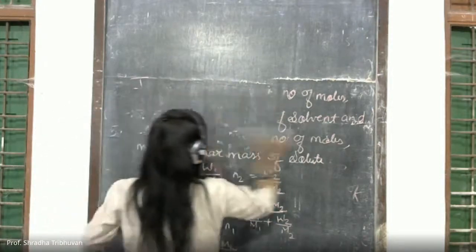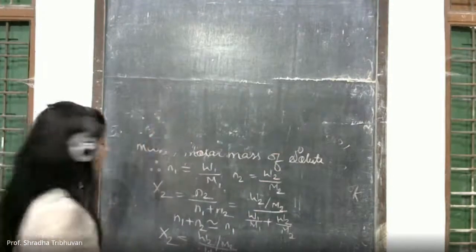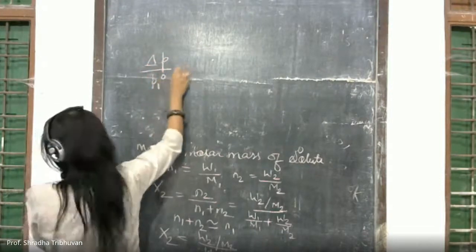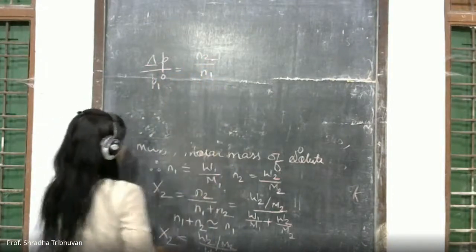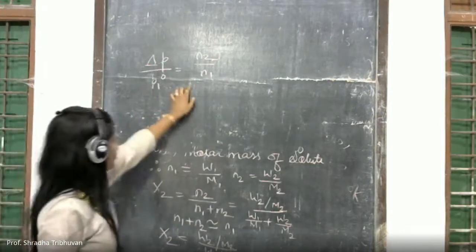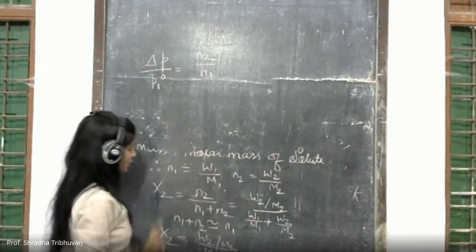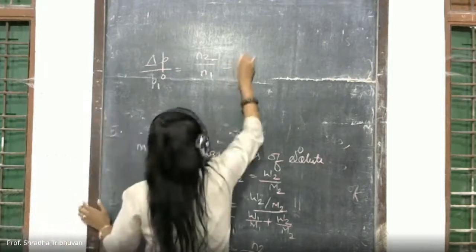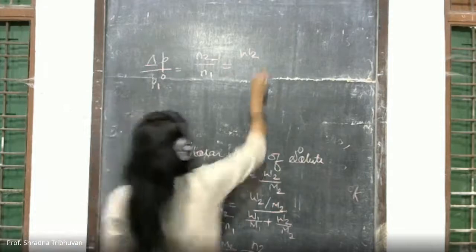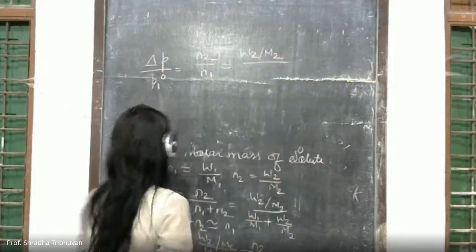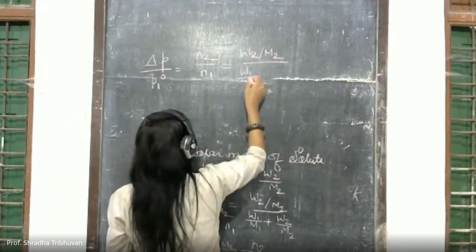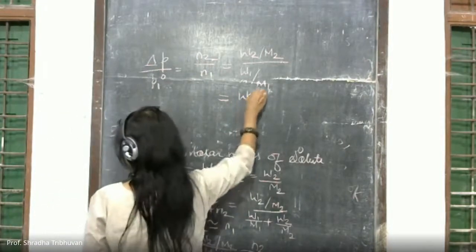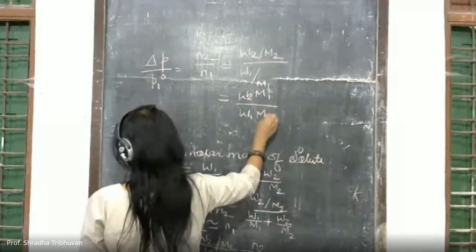Now see properly. You all know that delta P divided by P1 naught is equal to x2, which is equal to n2 upon n1. Clear? n2 means w2 upon M2, divided by w1 upon M1. Just substituting these values, we get w2 into M1 divided by w1 into M2.